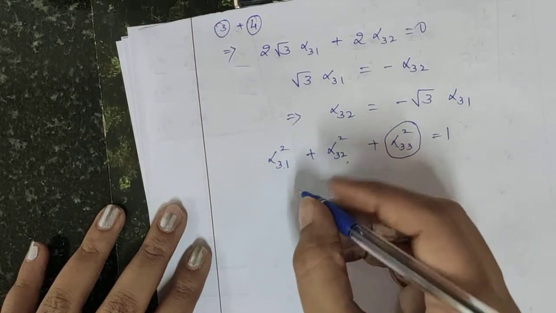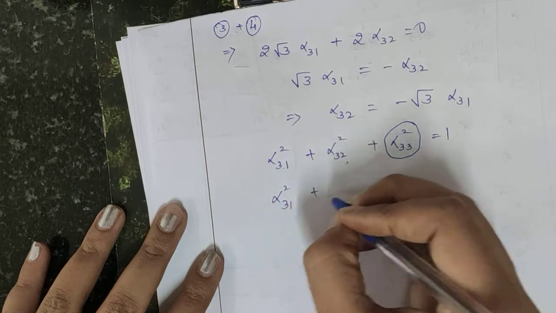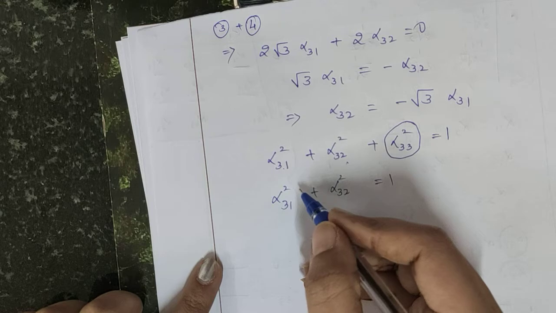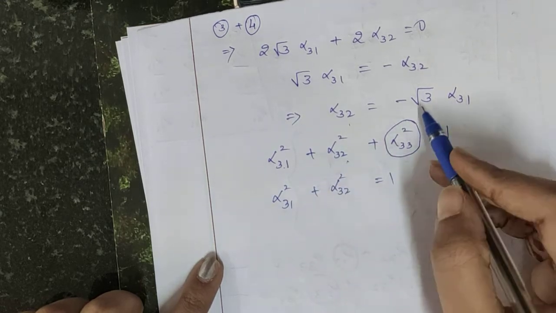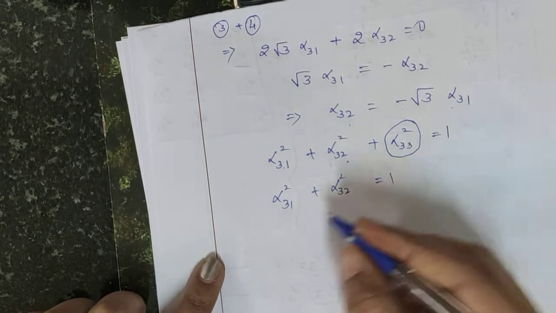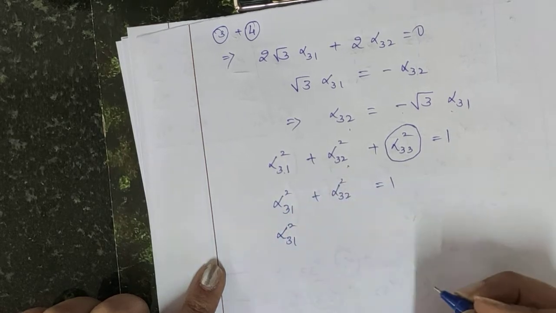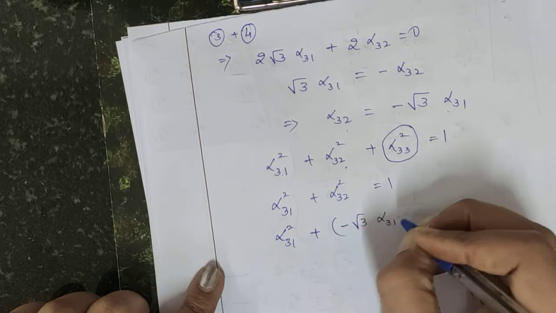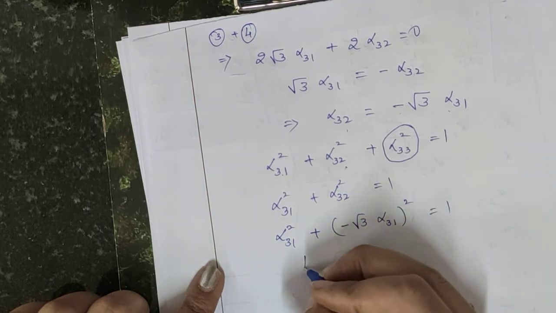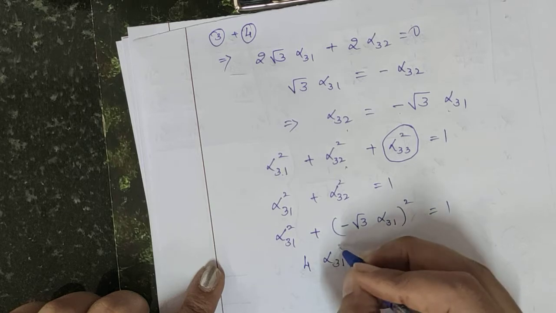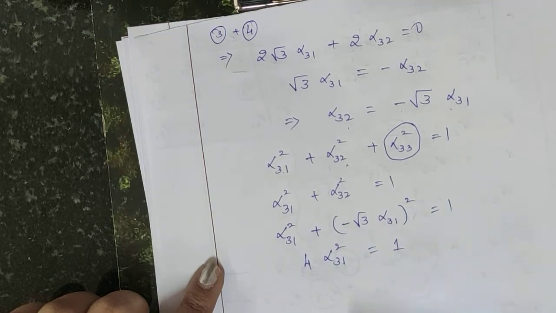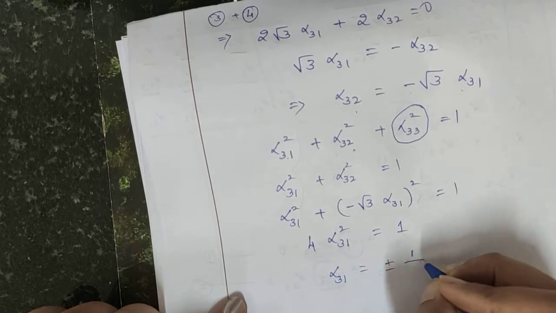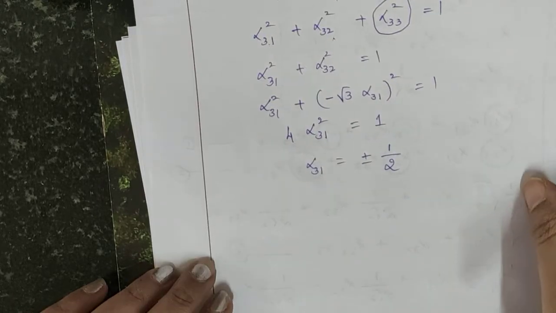So alpha 3 1 square plus alpha 3 2 square is equal to 1. Substitute alpha 3 2 is equal to minus root 3 alpha 3 1. So alpha 3 1 square as it is plus minus root 3 alpha 3 1 whole square is equal to 1. This is nothing but 4 into alpha 3 1 square is equal to 1. So from this we can write alpha 3 1 is equal to plus or minus 1 by 2, right?